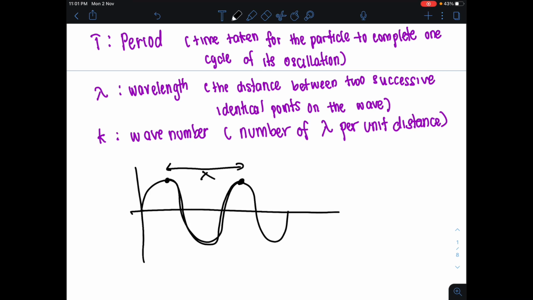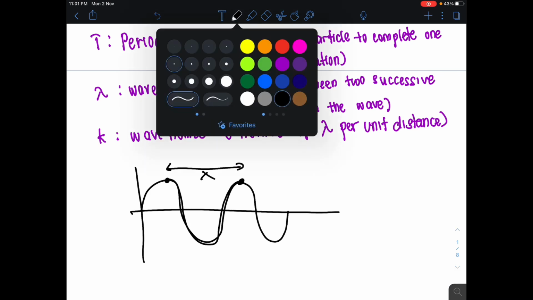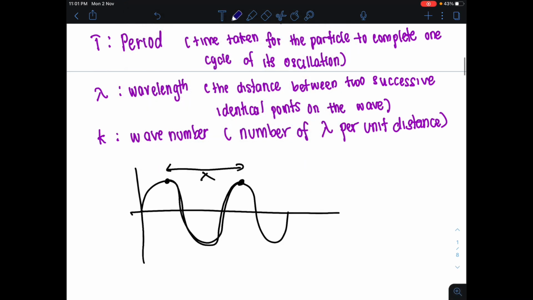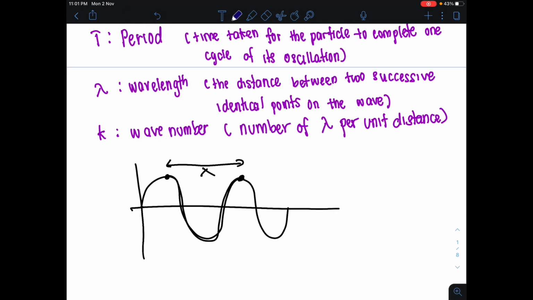Lambda kita panggil, satu wavelength: from two successive identical points. Contoh saya nak pilih titik sini pula sekarang. Sama pula. Contoh saya pilih titik sini. So what is going to happen dekat sini adalah this one here is my one cycle. Okay.